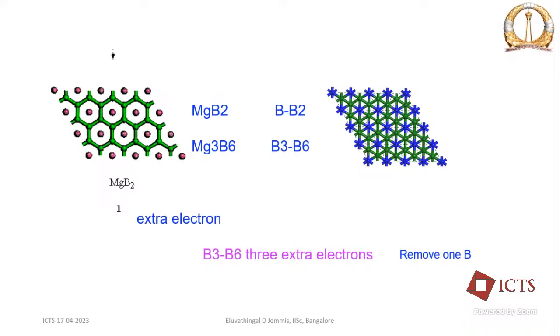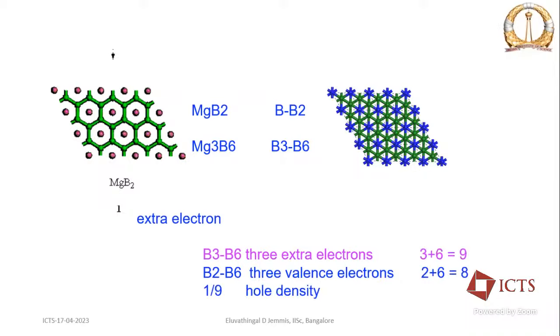So one way of removing 3 electrons will be to remove 1 boron atom. Now 1 boron atom means we have removed the 3 electrons. So we have come back to the graphene electron count. This graphene electron count is the 1/9 hole density that we talk about. That is, every 9th atom should be away, should not be there.